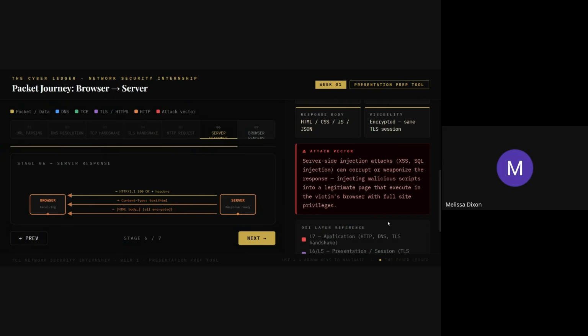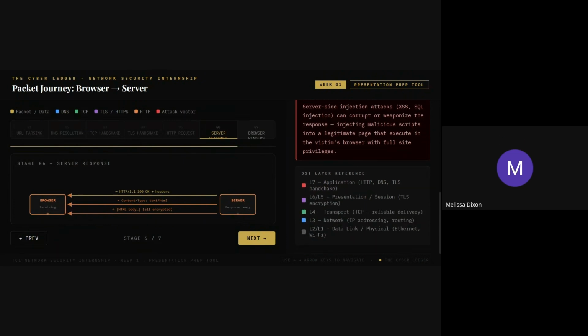Server-side injection attacks, cross-site scripting, SQL injection, that can corrupt or weaponize the response, injecting malicious scripts into a legitimate page that execute in the victim's browser with full site privileges is basically what that means.